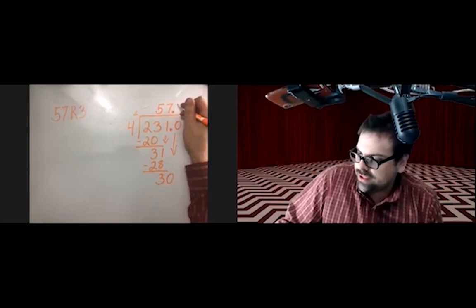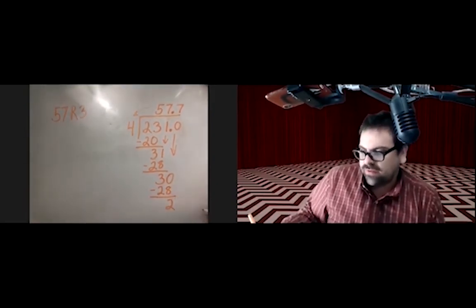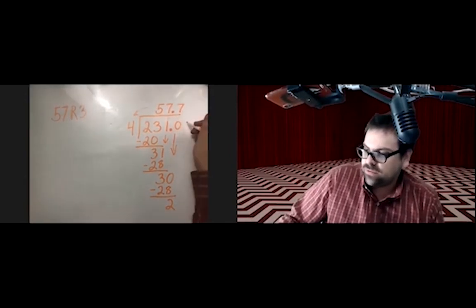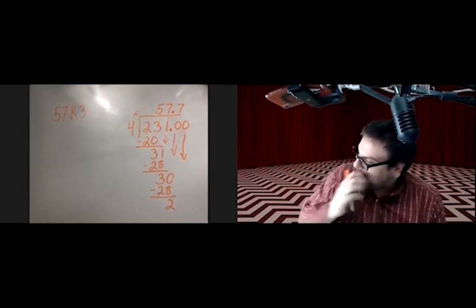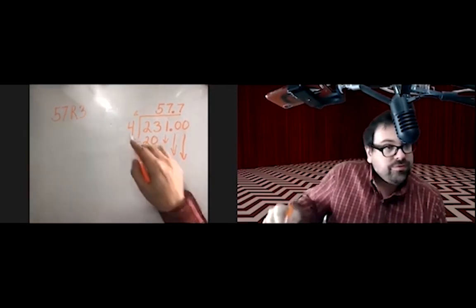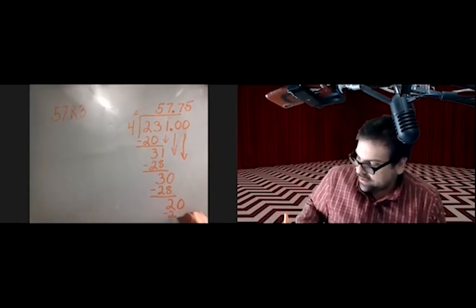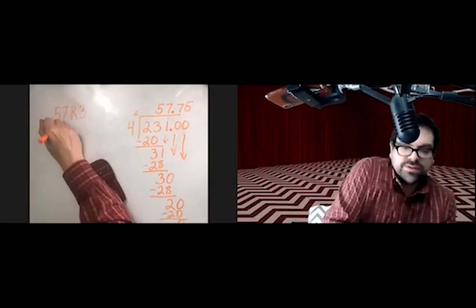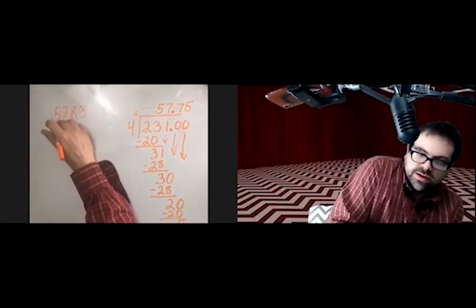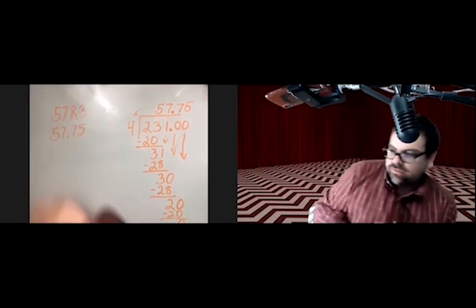4 goes into 37 times, 28, subtract. We have another remainder, but since we're doing decimals, we keep going. Put in a 0, bring it down. 4 goes into 20 5 times evenly. And when we're finally done with no remainder, we have our answer. So we could also say 57.75.